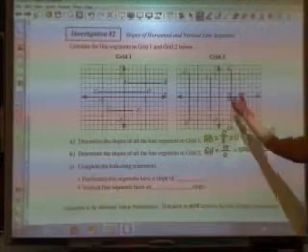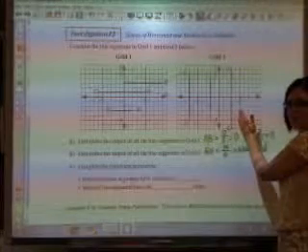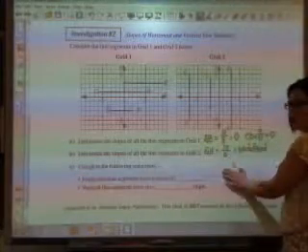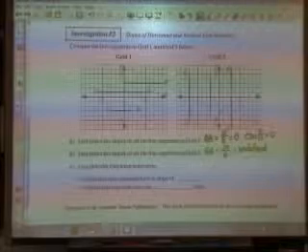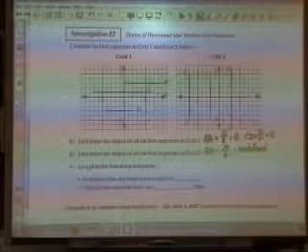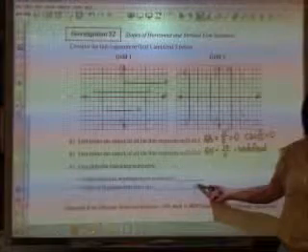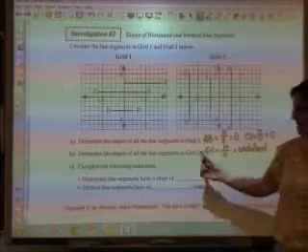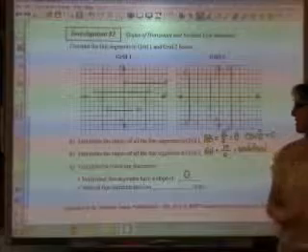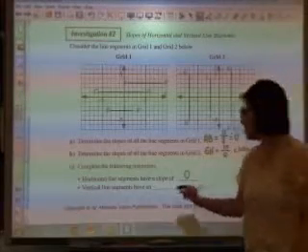So if I don't have a run, my slopes are undefined because I cannot divide by 0. So horizontal line segments have what kind of a slope? 0. And vertical line segments have undefined slope.